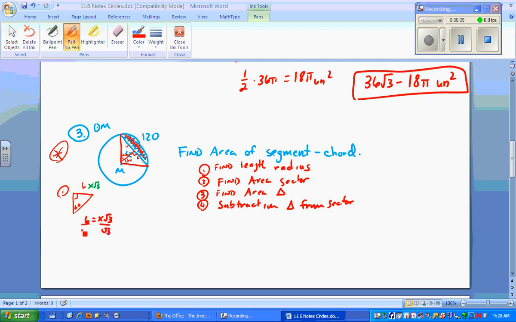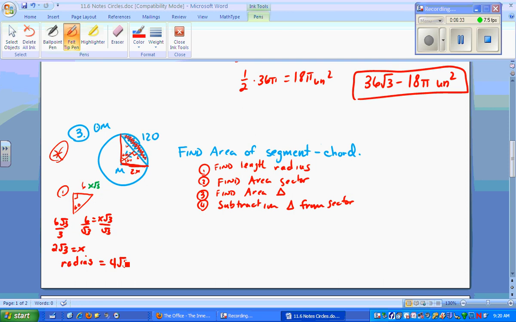Solve it, divide by root 3. We get 6 root 3 over 3, which reduces to 2 root 3. That's the x side, but what do we want? We want the 90 side, this side right here. So that means that's the 2x side. So the radius ends up equaling 4 root 3. So step 1 is done.